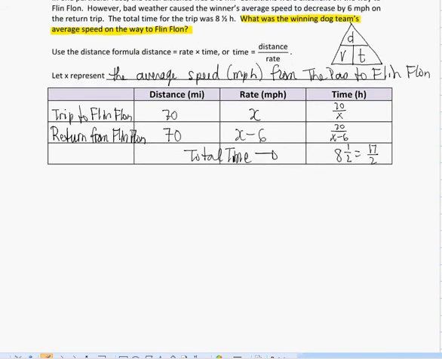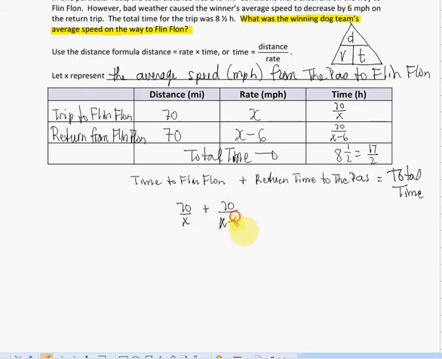Okay, so how can we determine our equation? Well, we know that if we were to add the time to Flin Flon to the return time to The Pas, we would get total time. Okay, so that means we would go 70 over x plus 70 over x minus 6 is equal to 17 over 2.